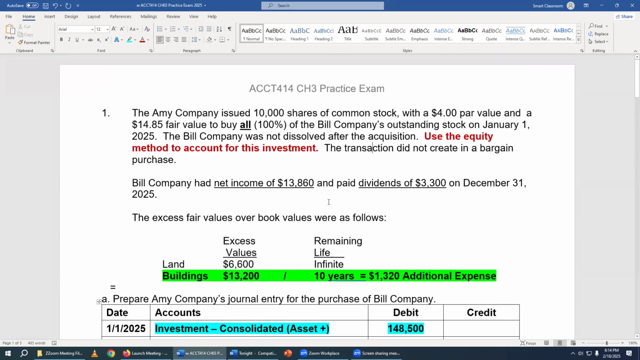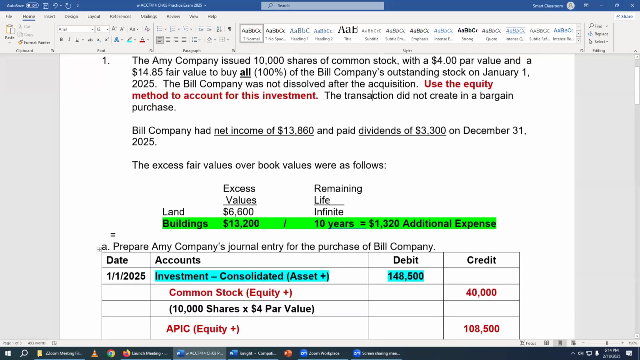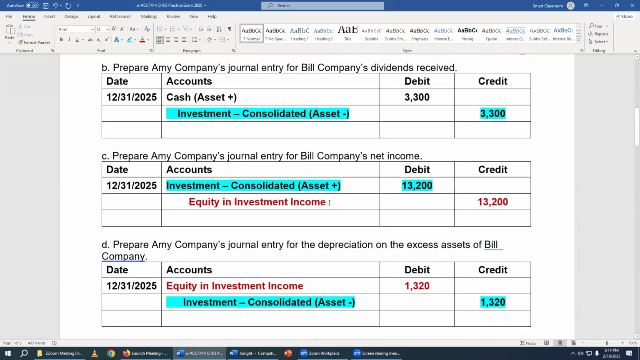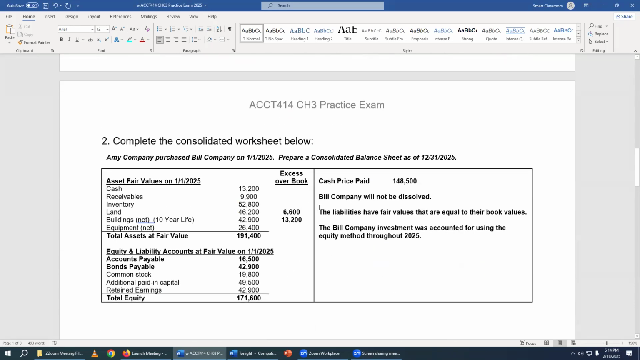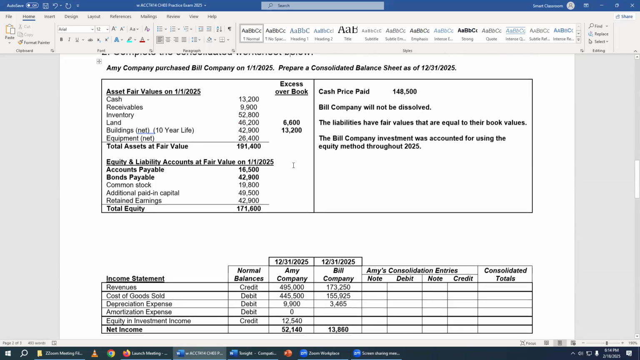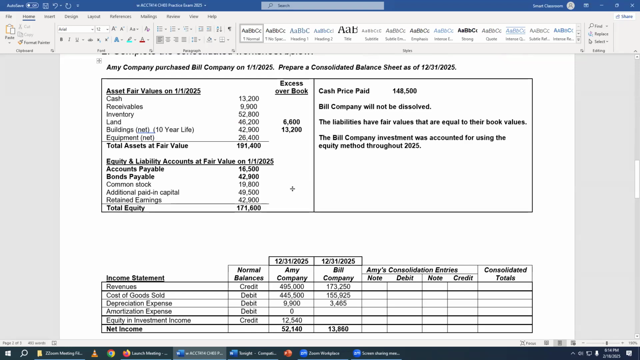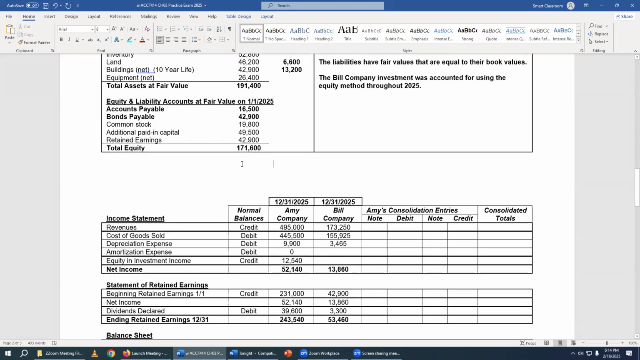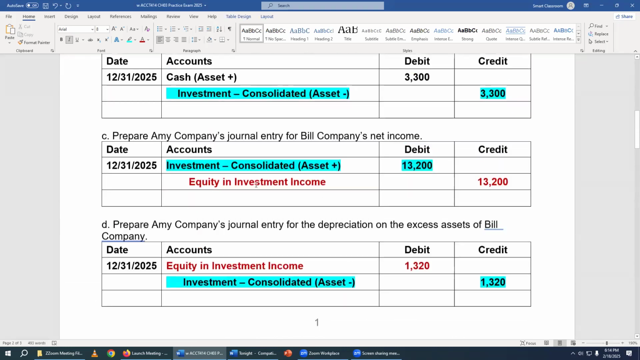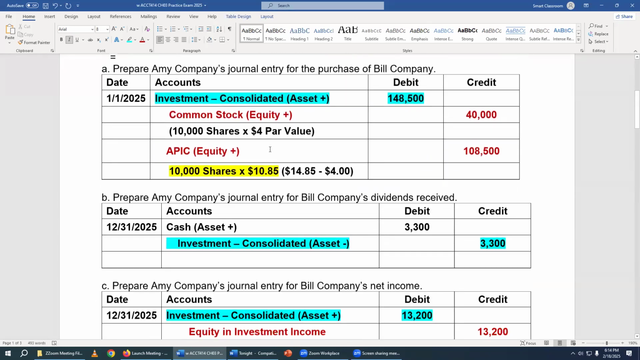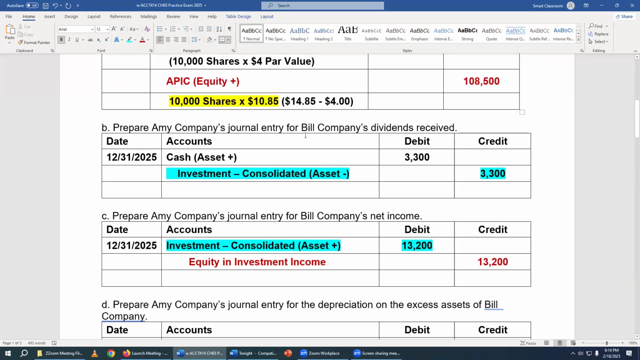Okay. Yeah, so this would be what it would look like. Okay, so this actually feeds into this down here. This is the same problem. But now we're going to consolidate the entry. So during the year, this is what we would do. Make the regular journal entries.